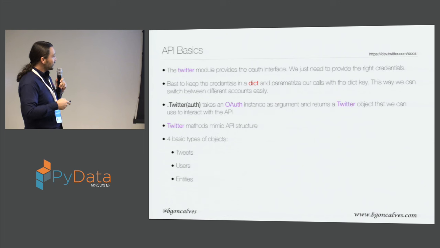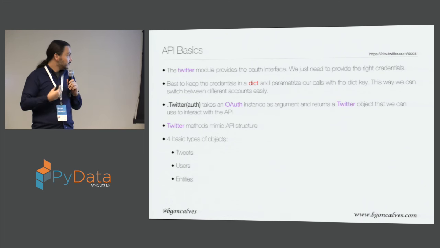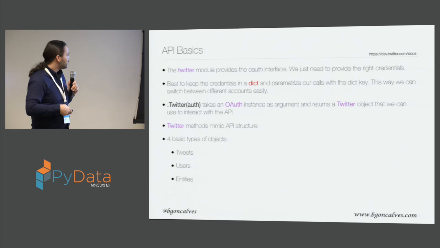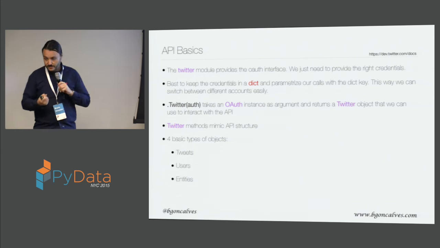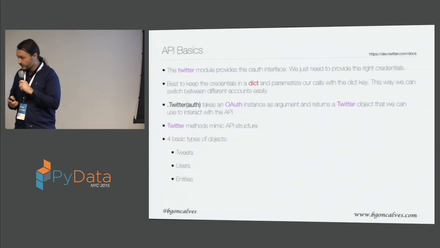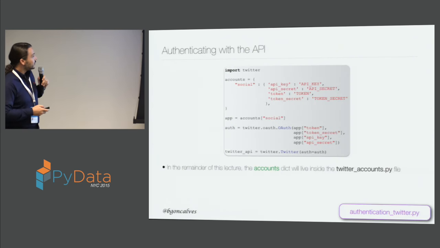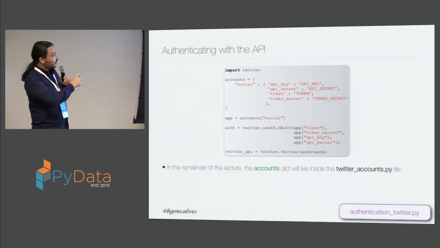Twitter methods basically mimic the API structure. There's 3 types of objects. You have tweets, you have users, and you have entities, which are the things you're mostly interested in. So just a quick example to see how it actually works.